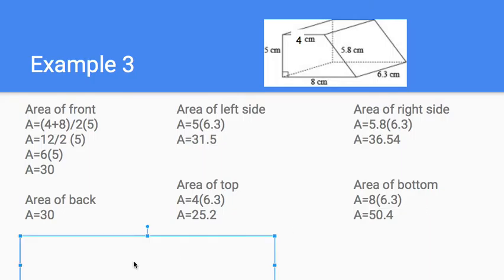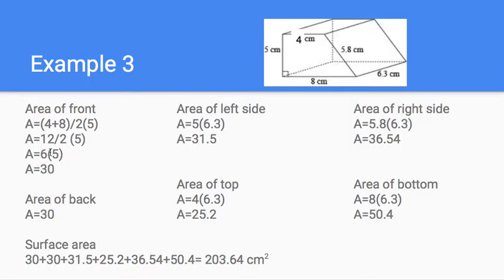So again, I find my surface area. I add everything together. 30 plus 30 plus 31.5 plus 25.2 plus 36.54 plus 50.4 is 203.64, or 203 and 64 hundredths square centimeters. And again, it can be any square units. Just all my examples happen to be centimeters this time around.